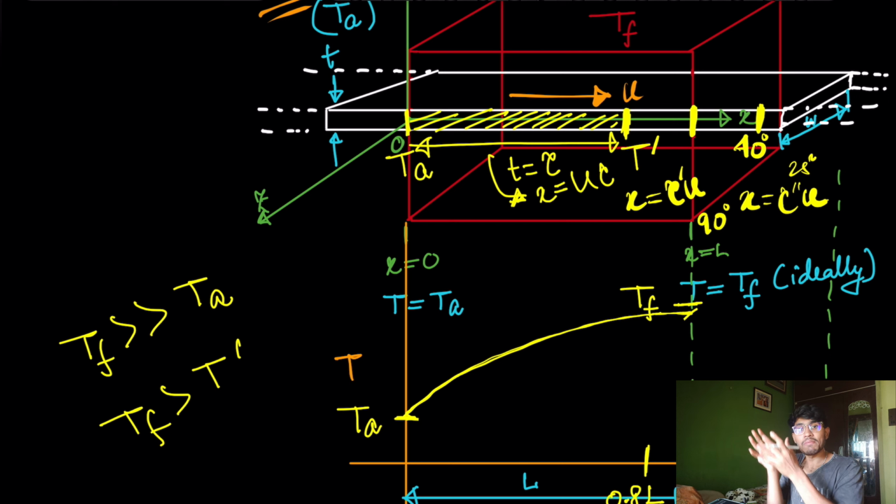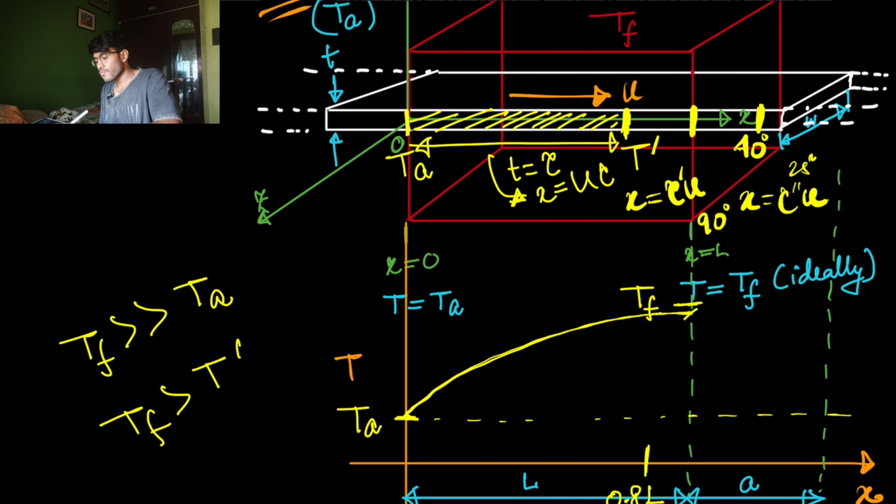That means my decrement in temperature will decrease. My decrement in temperature will decrease with increasing x. So it will again have a decreasing slope, and if this is my T ambient here, it will asymptotically reach T ambient at a particular point. So this will be the nature of the graph.